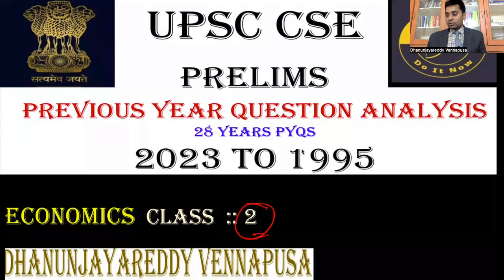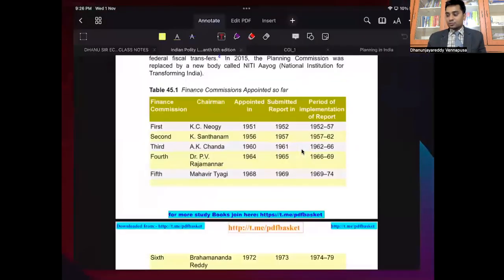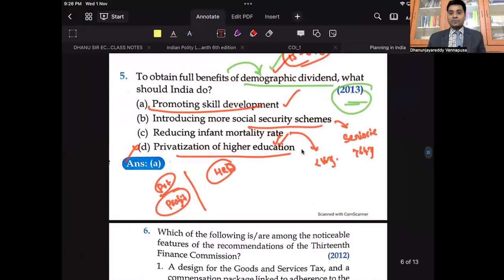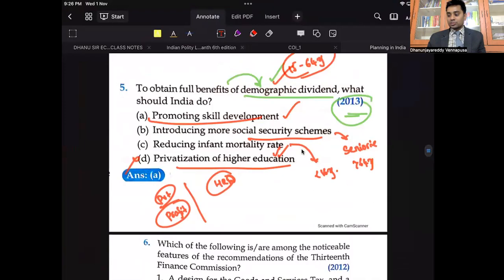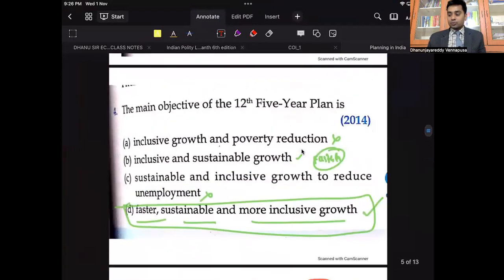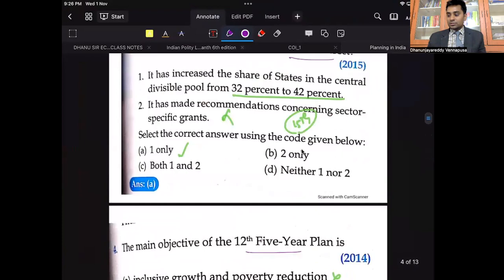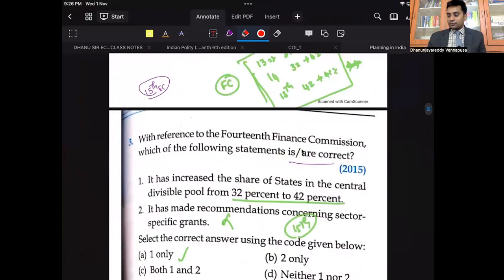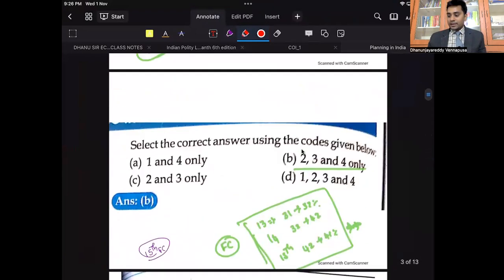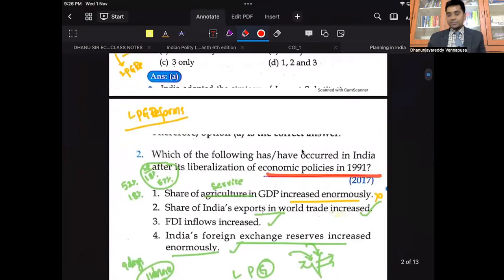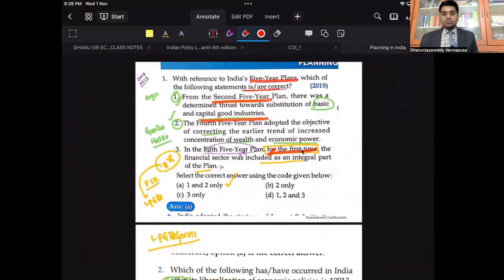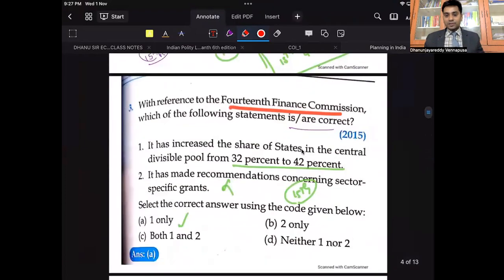So let me continue with the things that we have in this class as far as UPSC's previous year questions are concerned. In my last class, I explained what is demographic dividend. I dealt with the 12th 5-year plan objective. We have also seen what is the 14th Finance Commission recommendation, and I have also discussed the economic policy of 1991, India's second 5-year plan, 4th 5-year plan, and 5th 5-year plan. So these are the questions that I have discussed, and I have explained them.